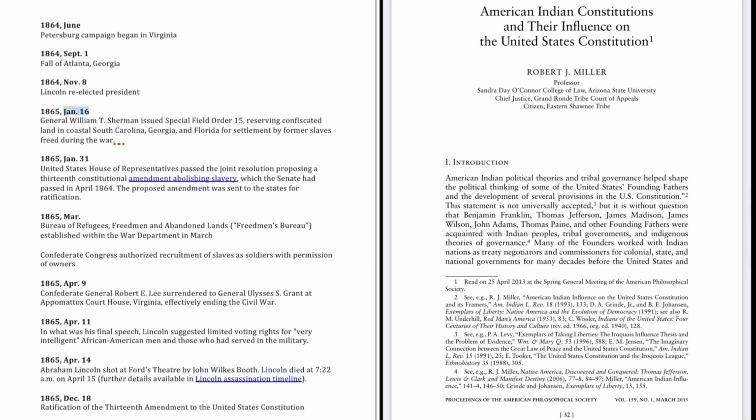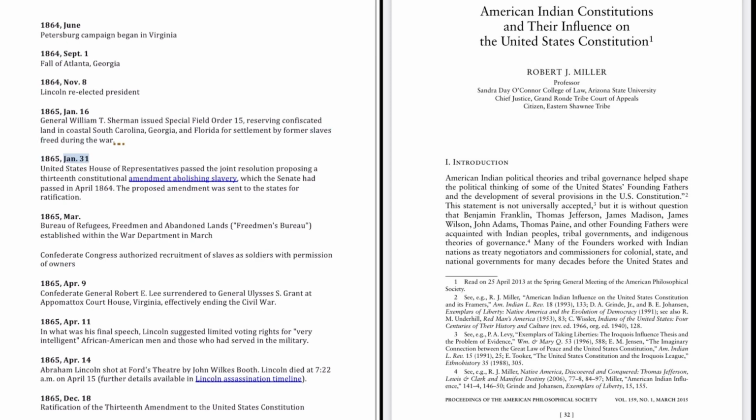1865, January 16. General William T. Sherman issued Special Field Order 15, reserving confiscated land in coastal South Carolina, Georgia, and Florida for settlement by former slaves freed during the war.